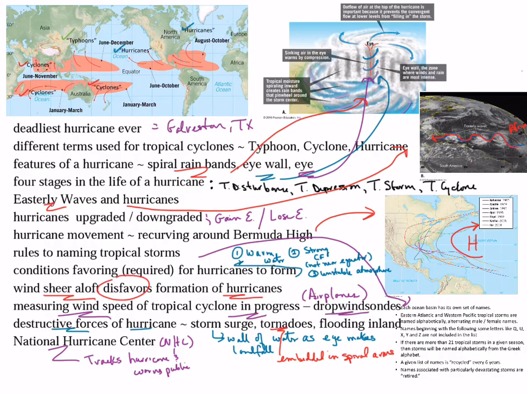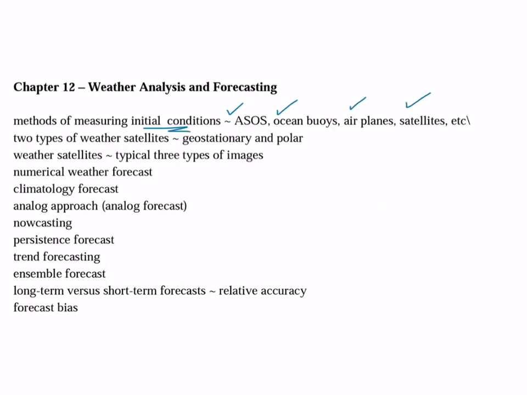So then, on to today's lecture. Actually, a little bit of Monday and then finishing up today. Those initial conditions at the surface are great sources: those ASOSs, Automated Surface Observing Systems, usually located near airports, ocean buoys, airplanes, satellites. They'll give us initial conditions.